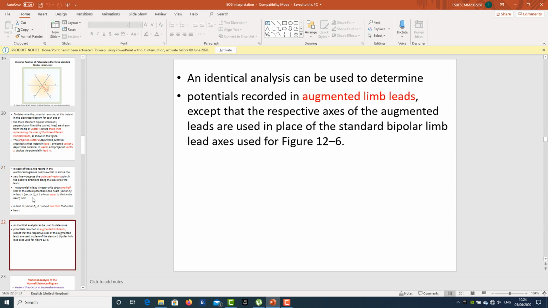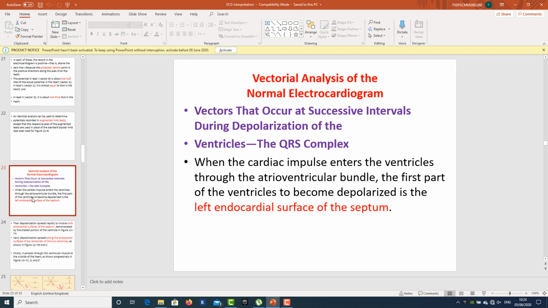An identical analysis can be used to determine the potentials recorded in augmented limb leads, except the respective axes of augmented leads are used in place of the standard bipolar limb lead axes. Now, vectorial analysis of the normal electrocardiogram. The vectors that occur at successive intervals during depolarization of the ventricles.